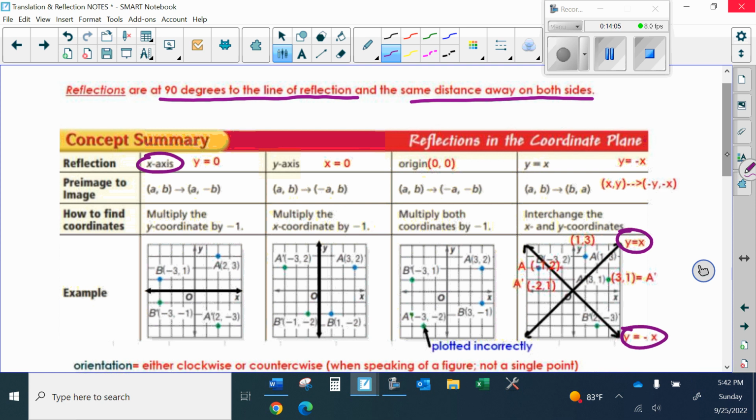Now, it doesn't have to be that. It could be y equals 2, which you're going to have on your assignment. So you're going to know y equals 2 is a horizontal line.